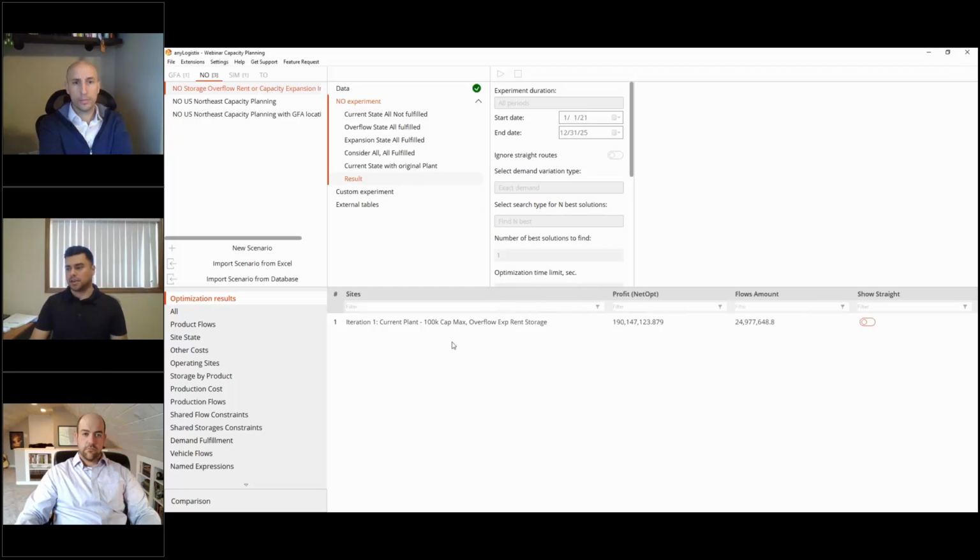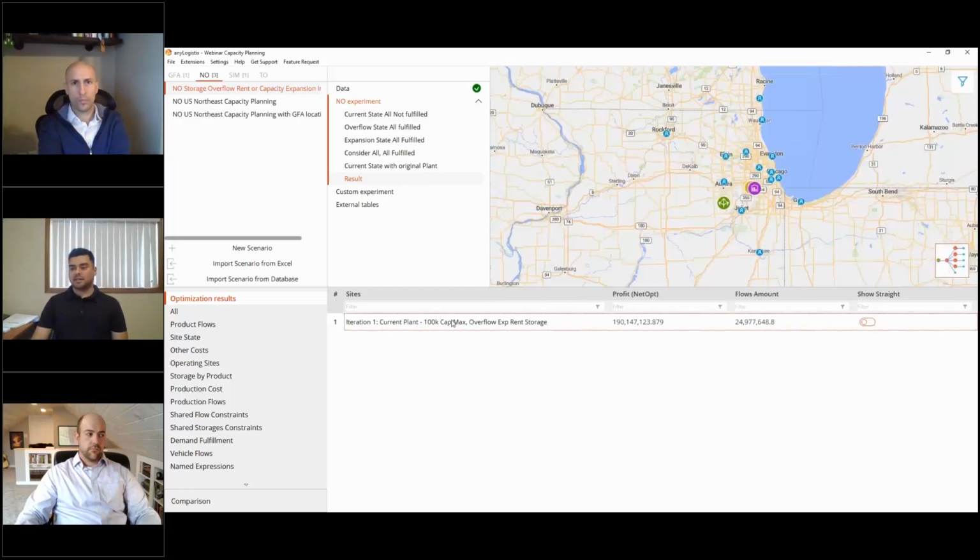And so it selected our 100K cap and our rent storage. This was the most profitable decision to do in a 5-year span, better than the investment of the expansion of the location. So this suggests not to invest, but to essentially rent. So this is a great opportunity for us to understand, should we tactically invest, rent, or potentially purchase a new location.